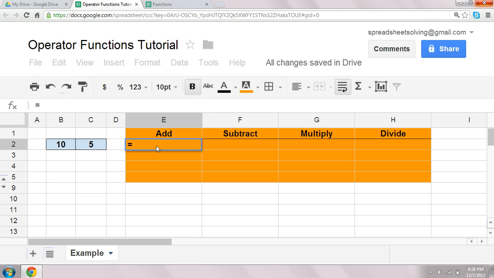Well, the first way we're going to do it is we simply use the plus sign. We've always learned that's how we're supposed to add, and in this case, this will work. You get an answer of 15.